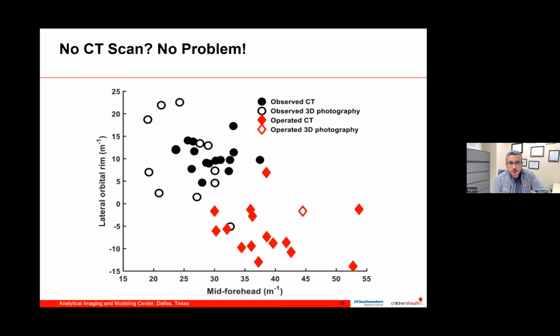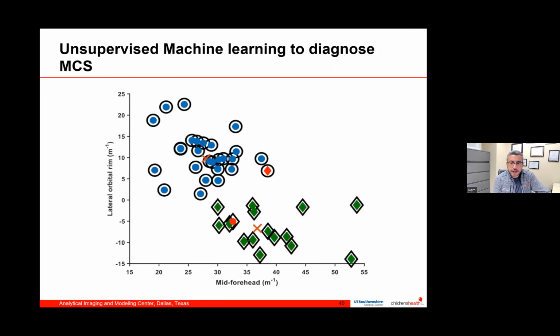No CT scan, no problem. We did the same thing on our 3D photographs, and these circles that are not highlighted, just like an open circle, these data are from 3D photography, and you can see that this feature was still very important and still meaningful, just as what we did from the bone CT scan.